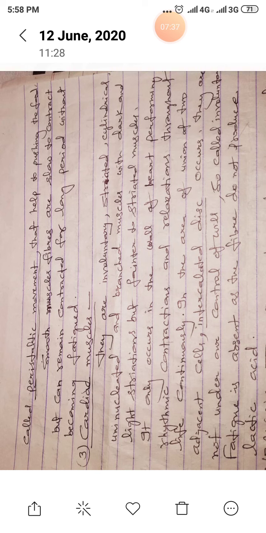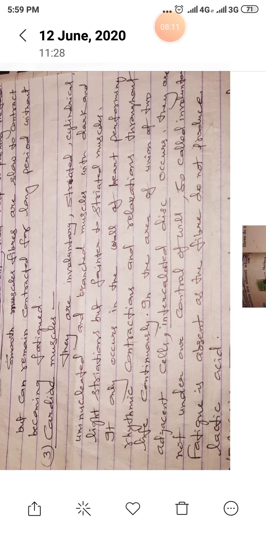That is the unique function of cardiac muscles. They work from birth to death. In the area of union of two adjacent cells, there is a thick area, the intercalated disc, which occurs only in cardiac muscles. They are not under our control, so they are called involuntary. And fatigue is absent here, as these muscle fibers do not produce lactic acid.